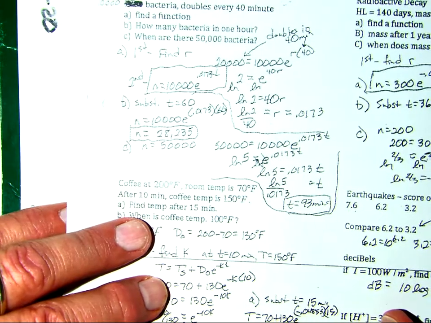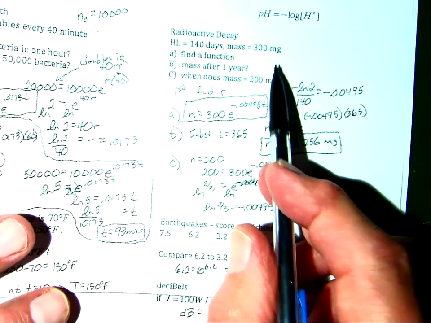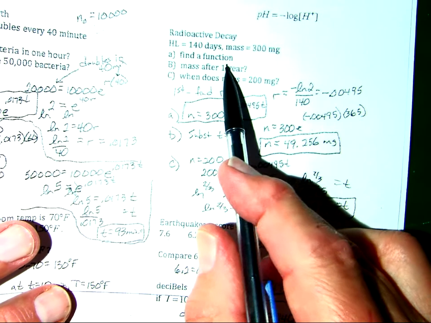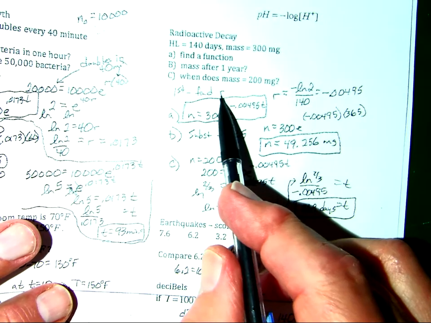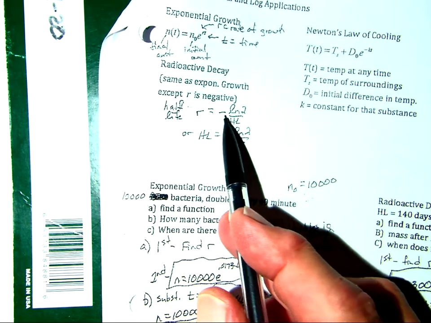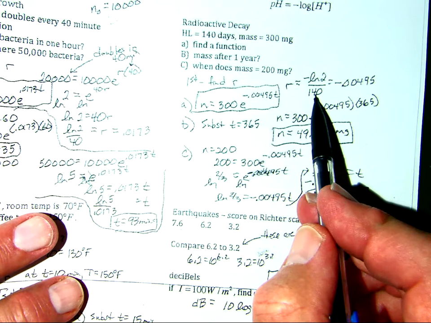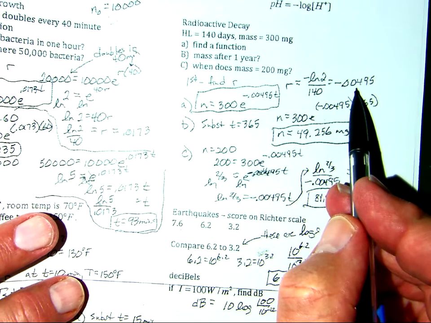Okay? Now the radioactive decay problem, you tell us the half-life. They tell us the mass. First we need to find the function. Again, first we need to find r. We can use that shortcut over here to find r. To find r, we take negative natural log of 2 divided by the half-life. So that's what we did here. Negative natural log of 2 divided by 140 gives us r.